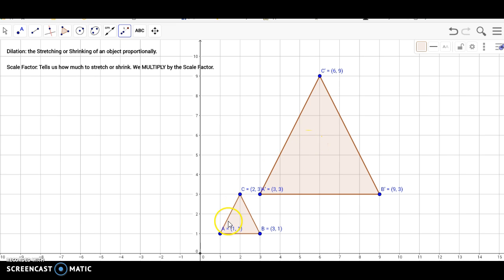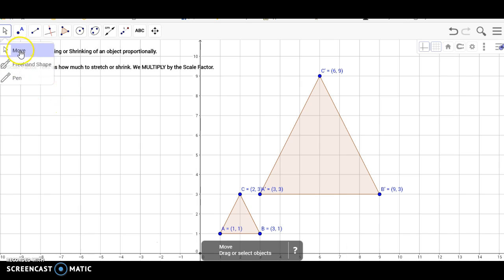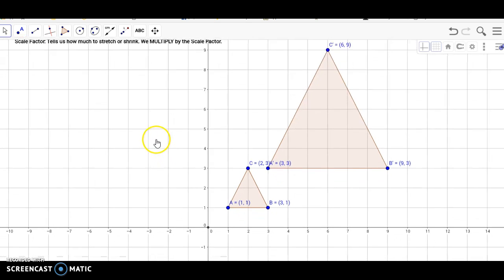How do I know it's 3 times bigger? Well, look at the points. Point A started out at 1, 1, but now A prime is 3, 3. Well, 1 times 3 is 3. This 1 times 3 is 3. Let's go down to B. 3 times bigger, well, 3 times 3 is 9. 1 times 3 is 3. And then finally point C. 2 times 3, yep, 6. 3 times 3, yep, 9. So this is 3 times bigger.